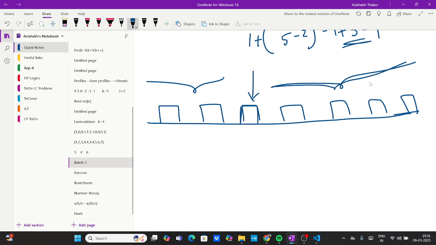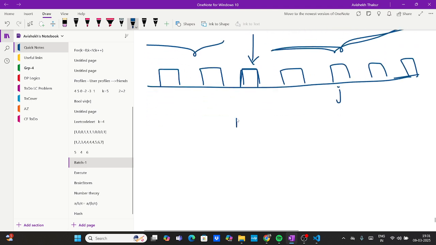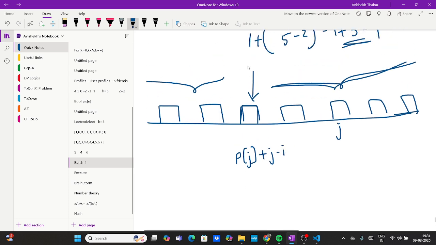in order to take any jth hotel or any jth room, what will be my cost? Can I say the cost will be nothing but P of j plus j minus i? If this is i, how many of you agree with this point that if I bring from any j on the right side, the cost will be this? Yes. Correct.